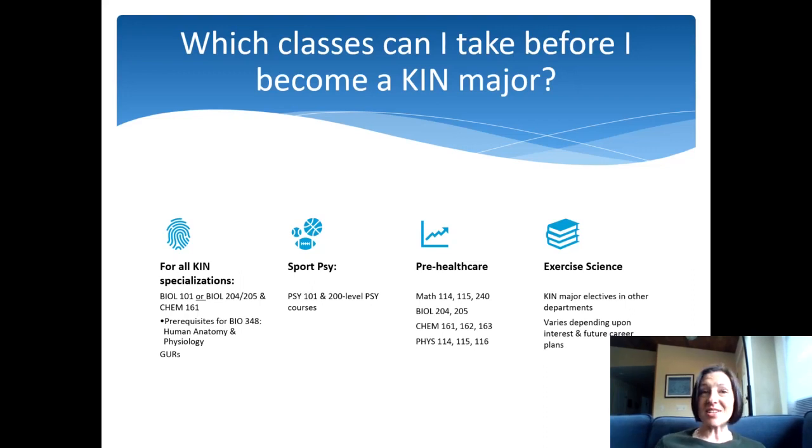One class that students are required to take during their time in the major is anatomy and physiology, which is Biology 348. I encourage students to explore taking one of the prerequisites for that class prior to getting into the kinesiology major. So students can take Biology 101, or they can take a combination of Biology 204 and 205 prior to the major. Both Biology 101 and Biology 204 and 205 are lab science GURs, so definitely a productive class. It's going to check one of your GUR boxes, as well as help you to be prepared to take Biology 348 once you get into the major.